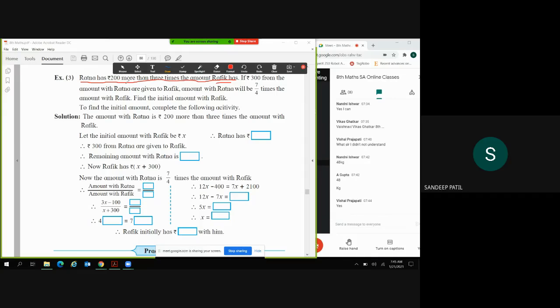So we will try to put it into the equation one by one. Ratna has 200 more than 3 times the amount of Rafiq. So now let the initial amount Rafiq has be x. Okay. So what will be the amount Ratna has? It will be 3x plus 200, right?